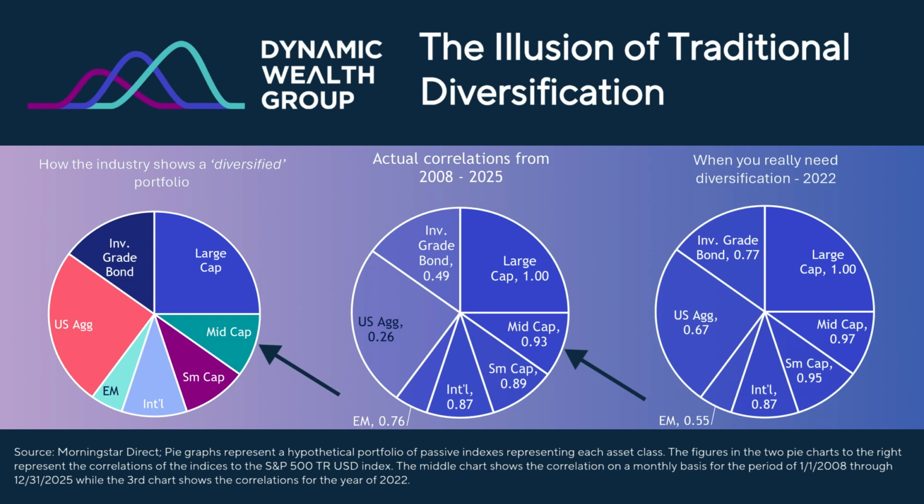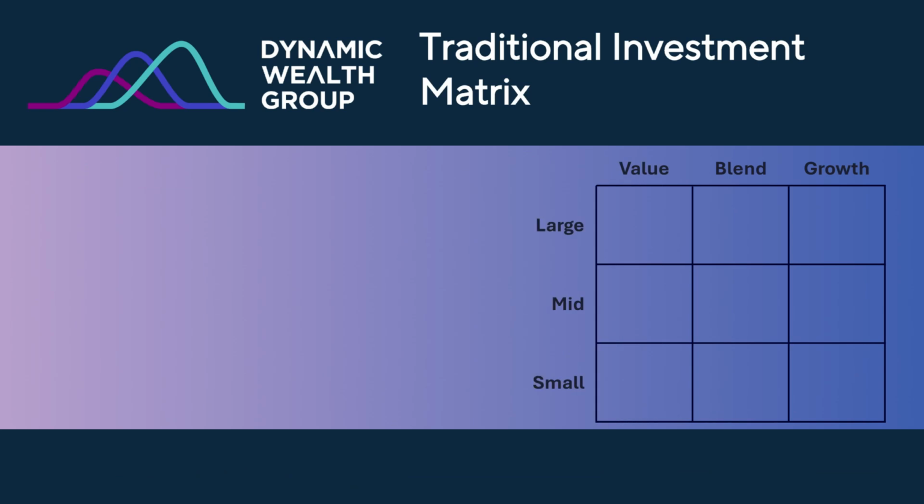This is the problem we set out to solve with the multidimensional asset allocation approach. The traditional investment matrix was created over 30 years ago. Let me ask you, are you still using a 30-year-old cell phone or driving a 30-year-old car? Of course not. Why? Because of efficiencies, safety features, and other enhancements. The same can be said about investing.